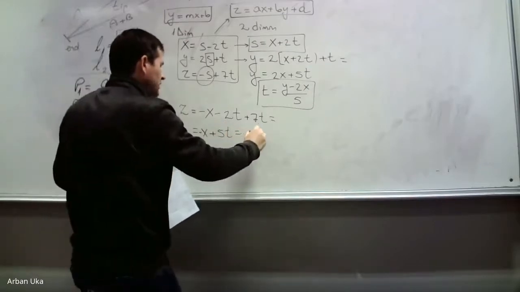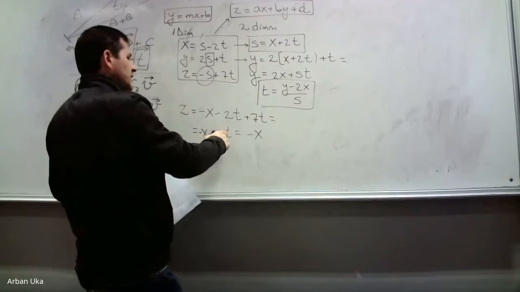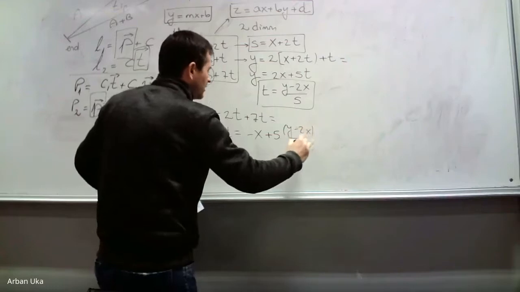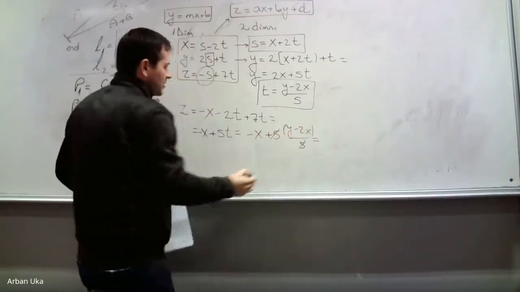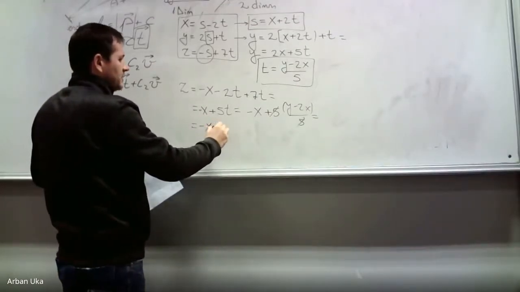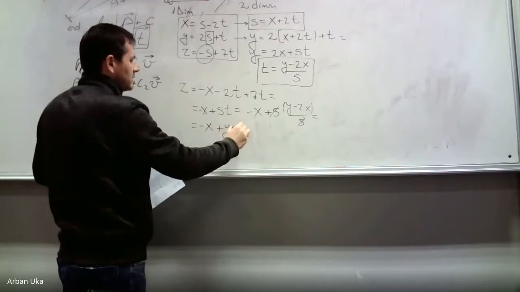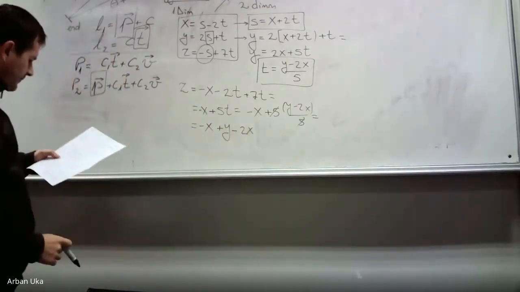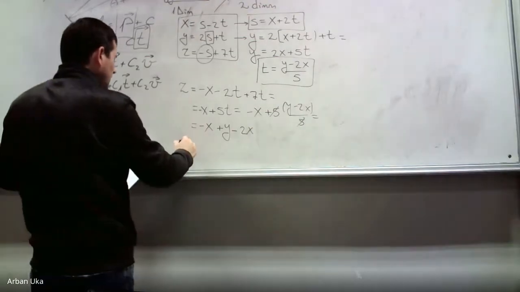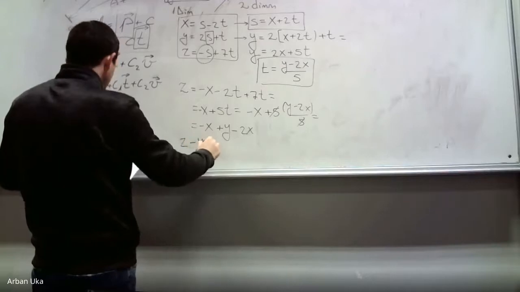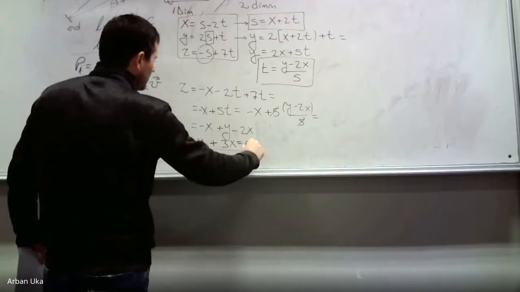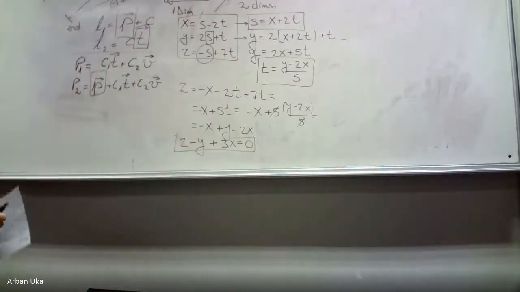And this is equal to minus x plus 5t plus 5 times y minus 2x divided by 5, and the 5's are gone, and we're left with minus x plus y minus 2x. Okay, so finally we get that z minus y plus 3x is equal to 0. Now, it looks like the final equation is this one.